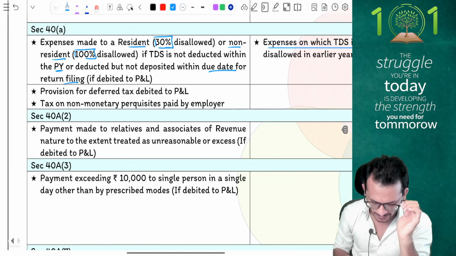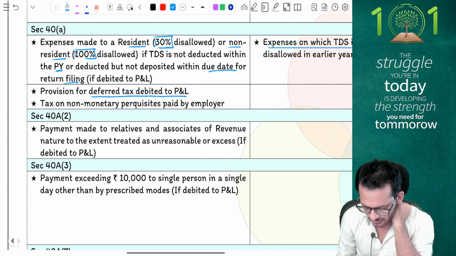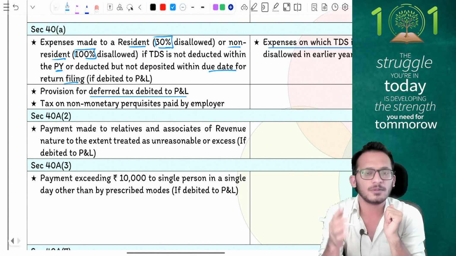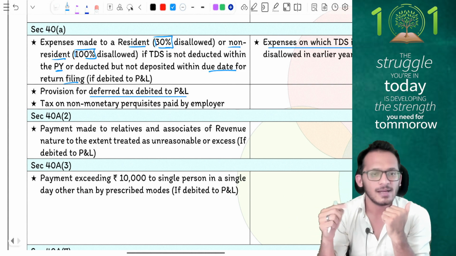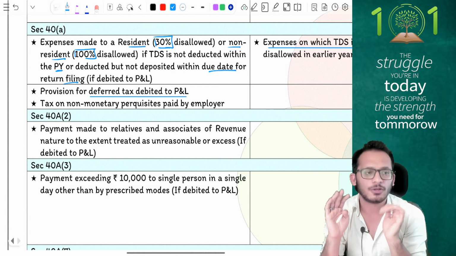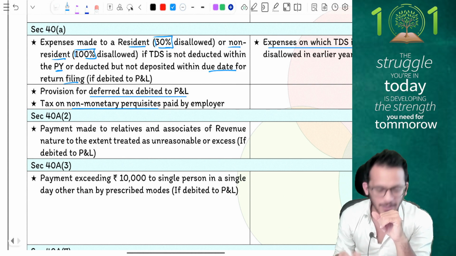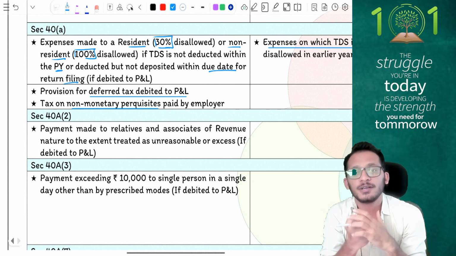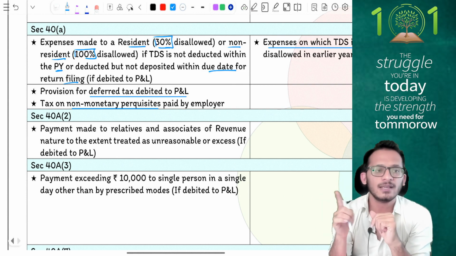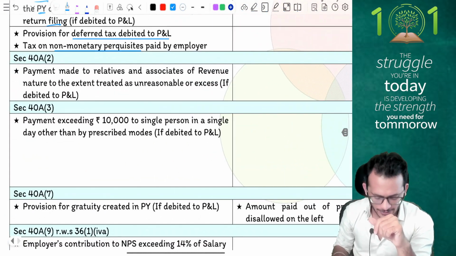After 40I and 40IA, people, comes something like 40A2, where if a question says they have made provision for deferred tax, then you should know, people, that because we're starting with net profit before taxes, ideally this should not have been part of the P&L itself. Since it is part of P&L, I am going to disallow it. Yes, next one, and the critical one: tax on non-monetary perquisites which is paid by the employer. Because non-monetary perquisites are exempt in the hands of employees, it is disallowed in the hands of the employer. So these two payments will also get disallowed. So please pay attention to that.